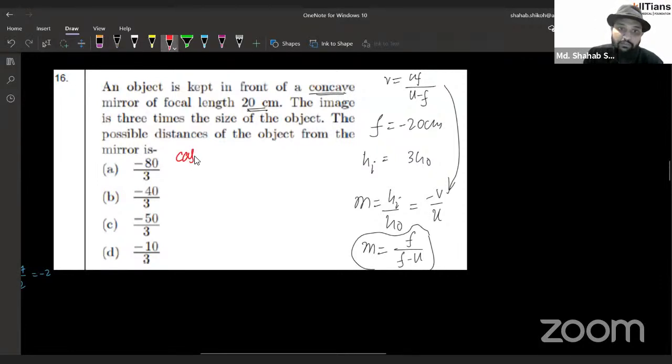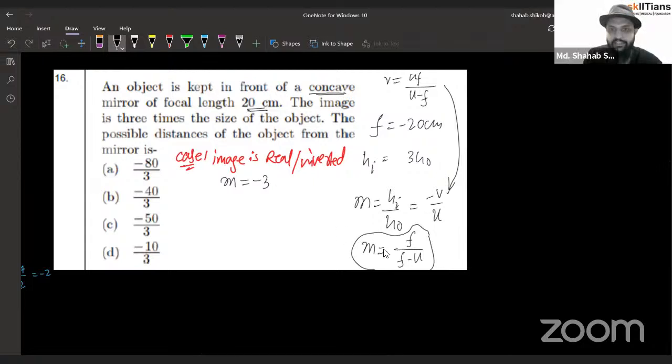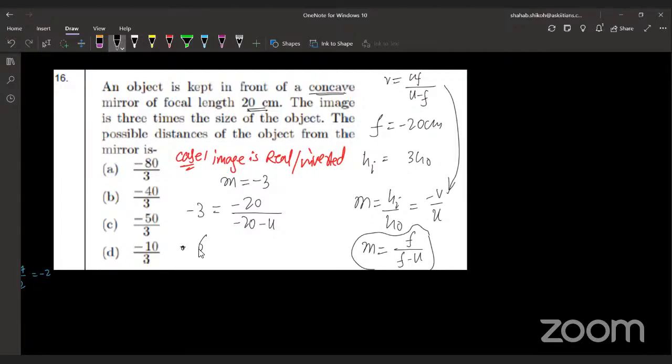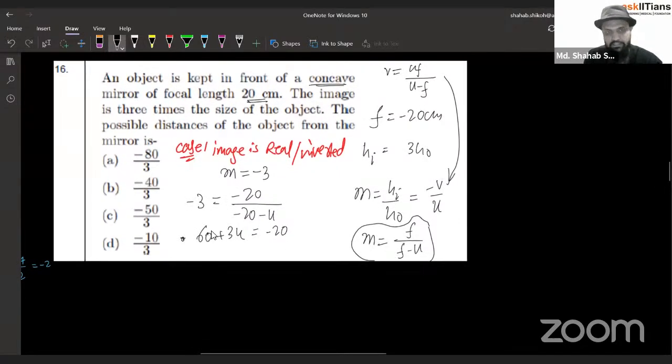Now we will take both cases. When image is real, obviously it is inverted, right? So what will you take magnification? Minus 3. We are going to plug in this tricky formula, guys. Minus 3, F is equal to minus 20. Look, this F is again minus 20. We don't know the object distance, just solve it. Minus 3 into minus 20 plus 60, exactly, plus 60. And then plus 3U is equal to minus 20. So when we take this 60 this side, it becomes minus 80. So U is equal to minus 80 by 3.